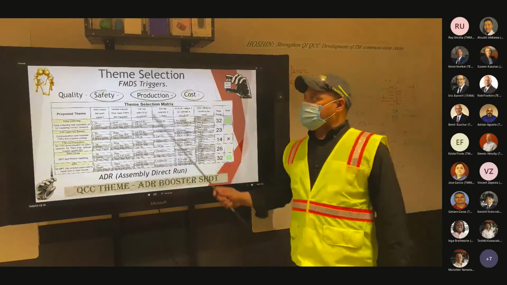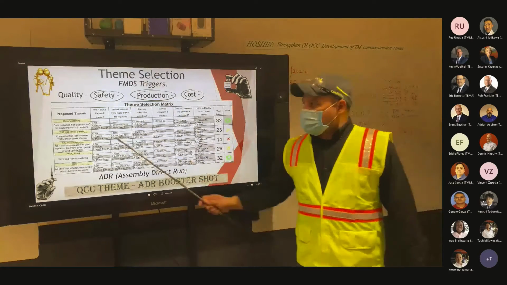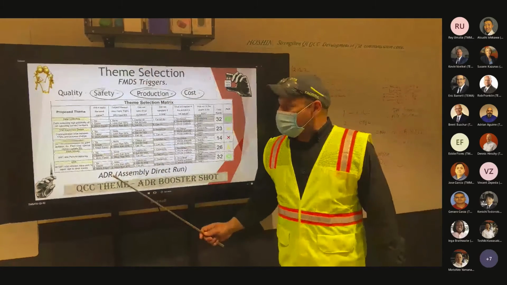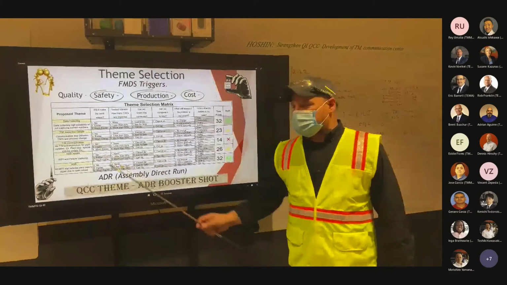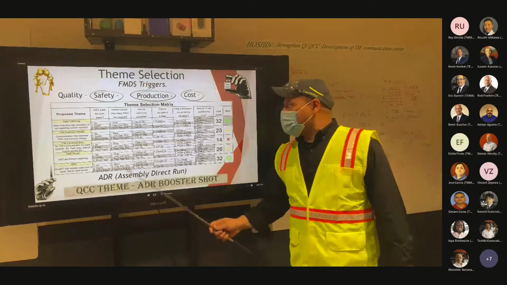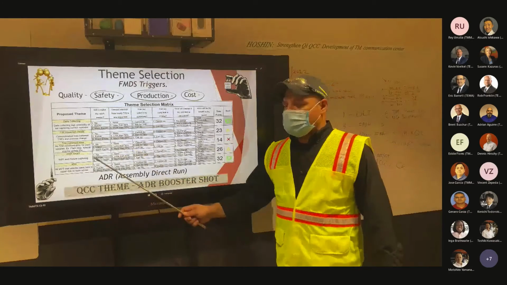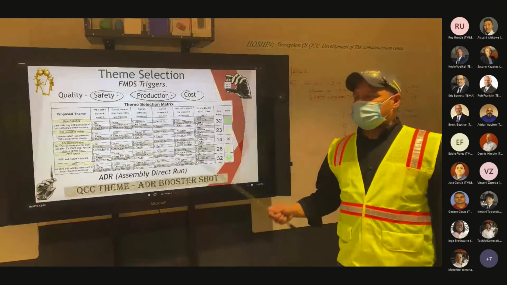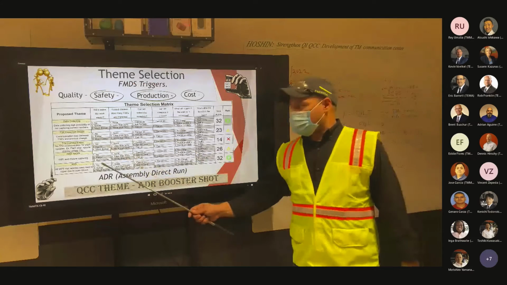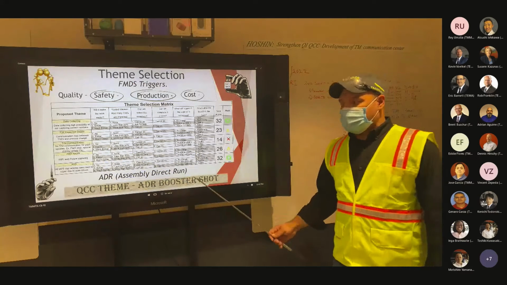So utilizing our theme selection, our FMDS triggers were safety, production, and cost. We had data collecting, team member inspection details, team member communication, AMA issues, and ADR. For our scoring, our two top ones were data collecting and ADR. Data collecting is currently in a QCC, so we went with ADR improvement. That gave us our QCC theme of ADR booster shot.